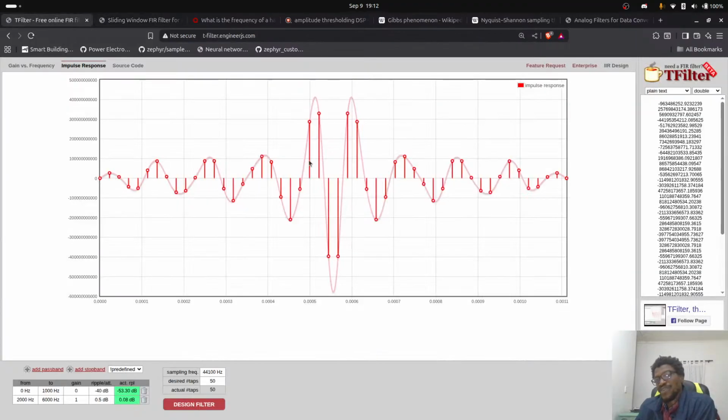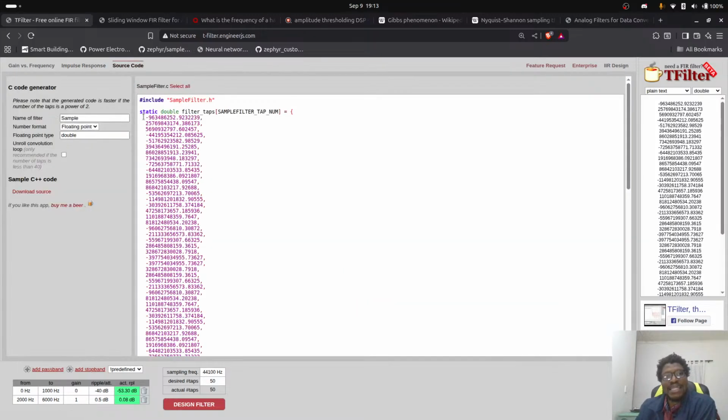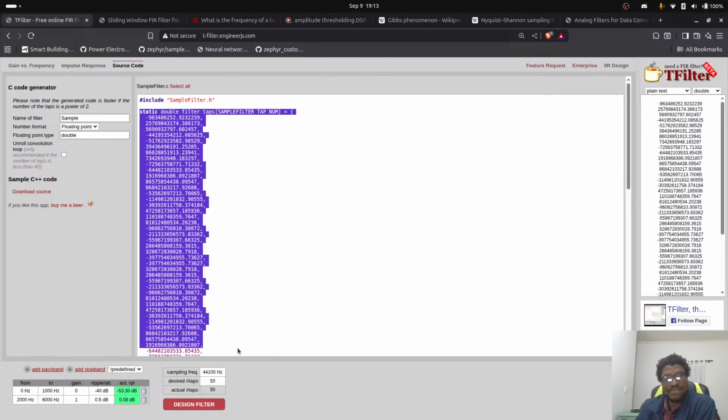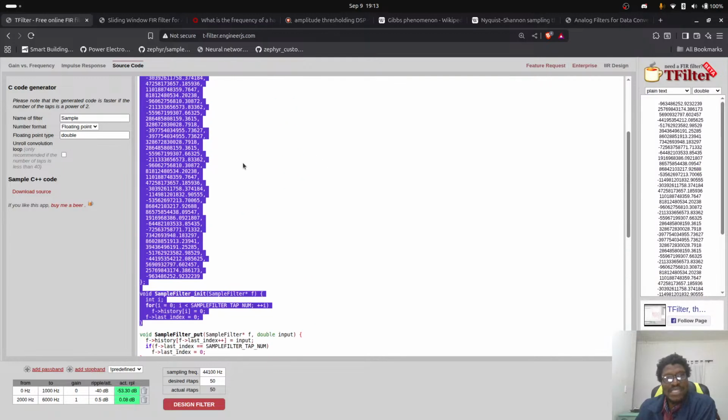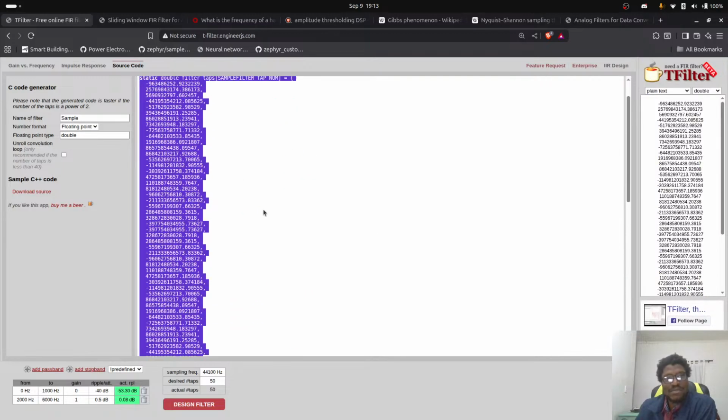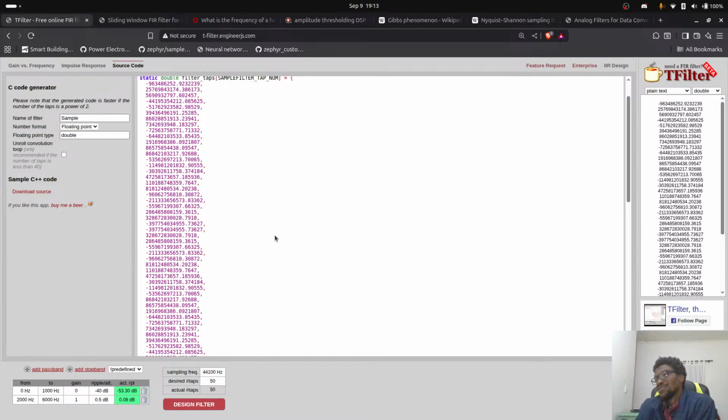So what does that give us? It gives us this impulse response, and we can put this in our code by going to the source code, and this is the filter taps that we want. Okay, cool. So with these taps, taps are coefficients. Coefficients are sometimes denoted as H. It's taps, coefficients, filter length, filter n. These are all concepts that refer to the same thing.